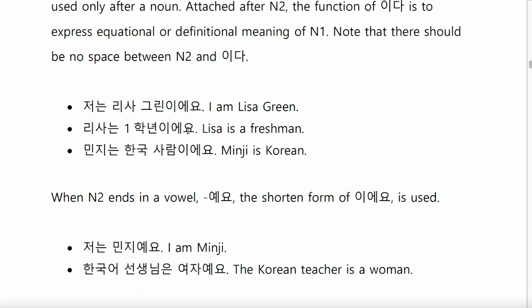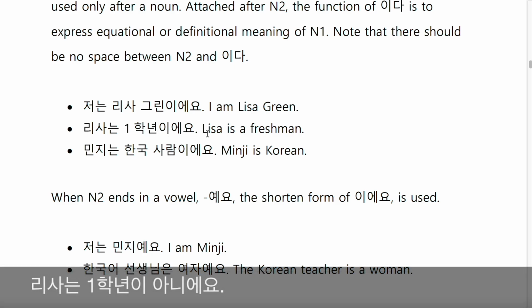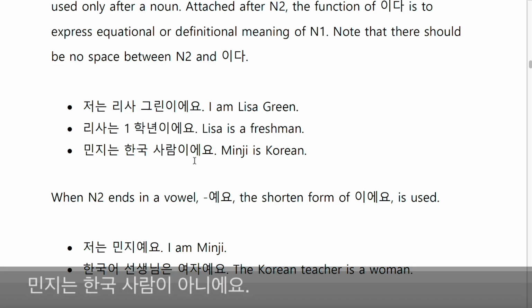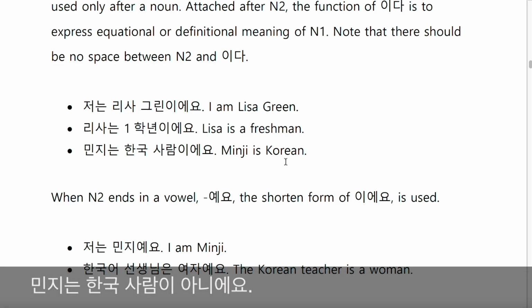그렇죠? Lisa is not a freshman. How should we say that? 리사는 1학년이 아니에요. So why do we need 이? Because there is a consonant here. 그렇죠? So 1학년이 아니에요. 민지 is not Korean. How should we say that? 민지는 한국 사람이 아니에요. 그렇죠?